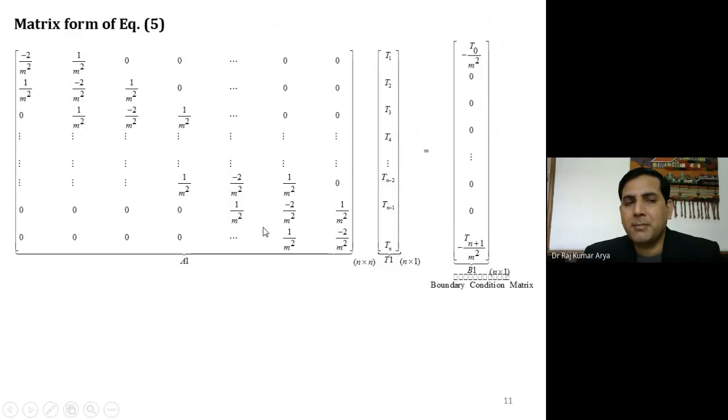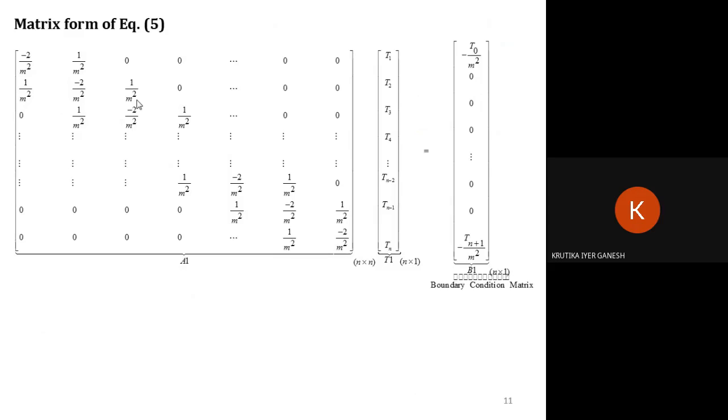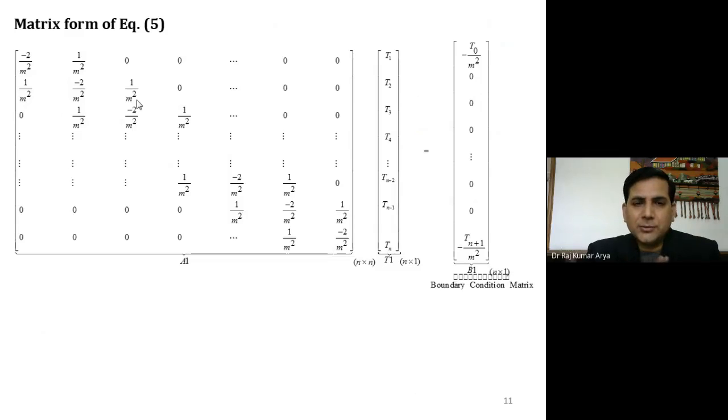You have a central diagonal which is minus 2 by m square everywhere. You have one off-diagonal to the left side and one to the right side. Those terms are fixed also, 1 by m square, right? So you need to think about how you can generate this particular type of matrix using MATLAB.